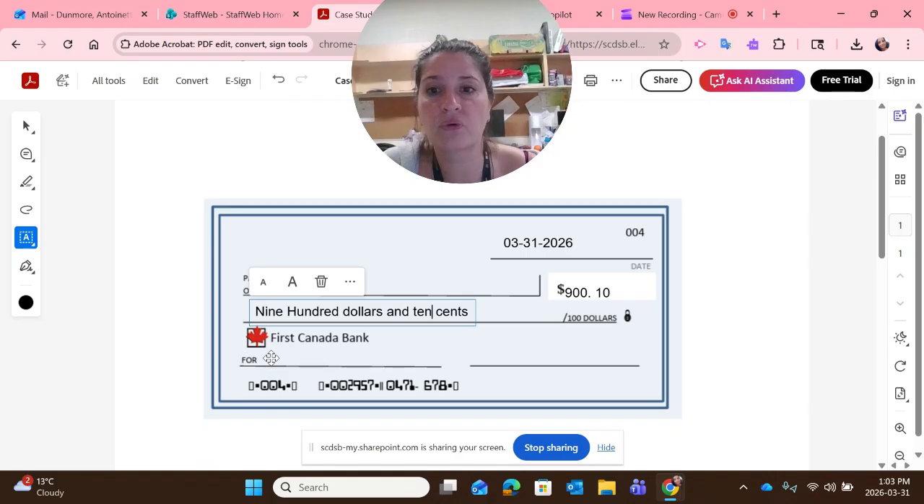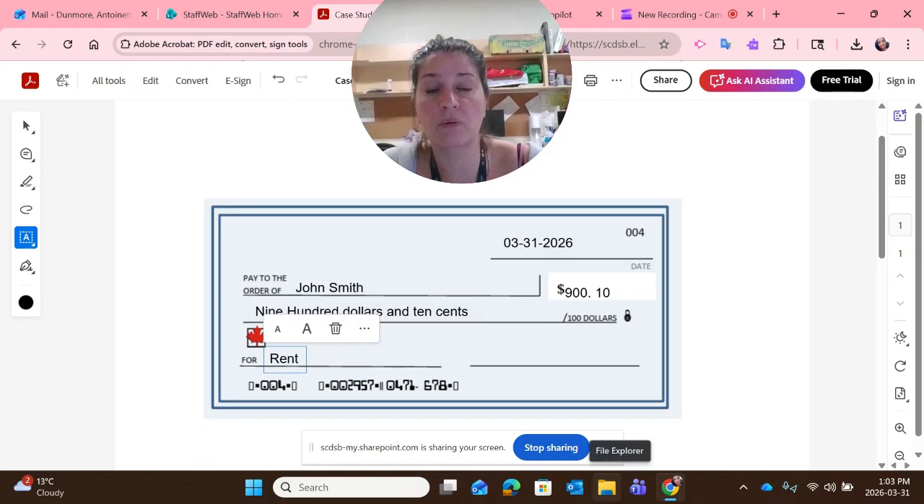And then what is this for? Well, you might say it is for rent. This is a memo to help you remember what you're issuing all those checks for, because in 3 months, you might want to remember why you gave John Smith $900.